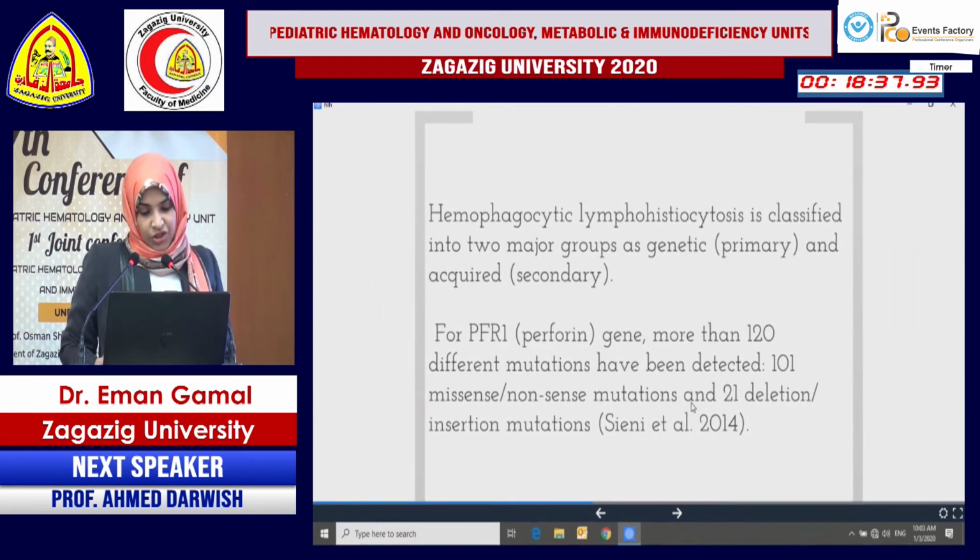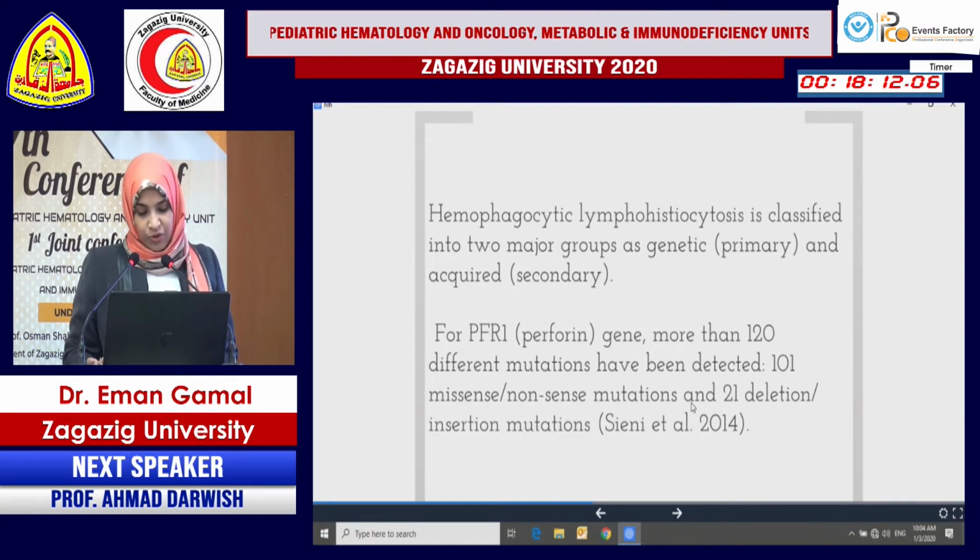HLH is classified into 2 major groups: genetic and acquired, or primary and secondary. Primary HLH includes about 9 subclasses: familial HLH with its 5 classes, and HLH occurring with Chediak-Higashi or Griscelli syndrome or lymphoproliferative disorder. Acquired, or secondary, HLH occurs secondary to infection, malignancy, or hematological disease.